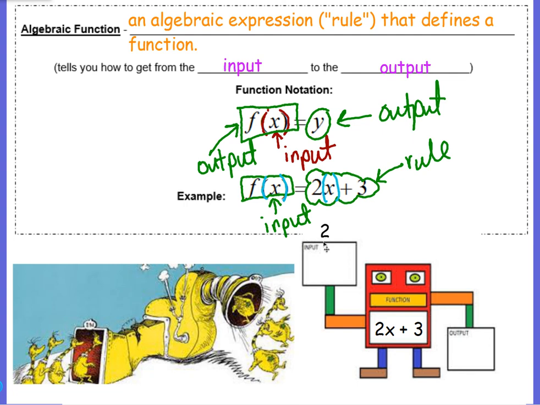In our function machine over here, if I input 2 using the rule, do you know what the output would be? If you guessed 7, you are correct. So today is all about evaluating expressions.